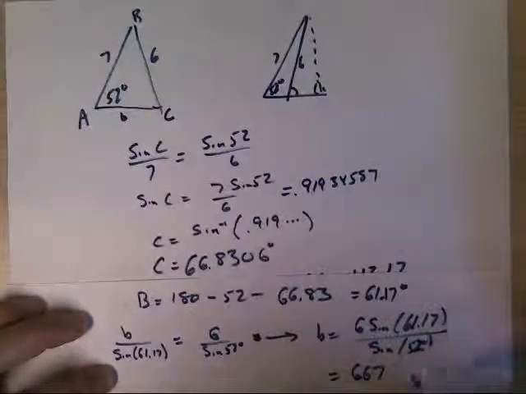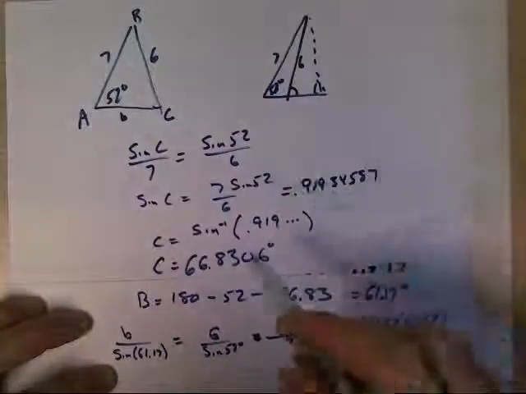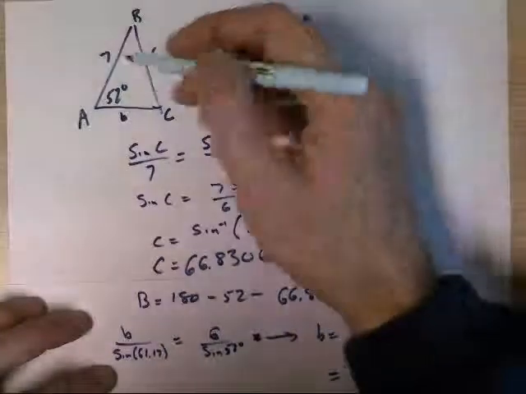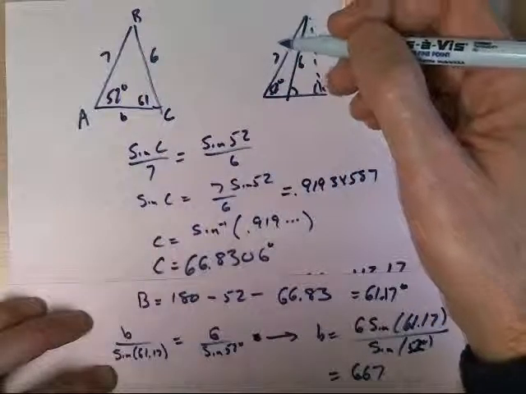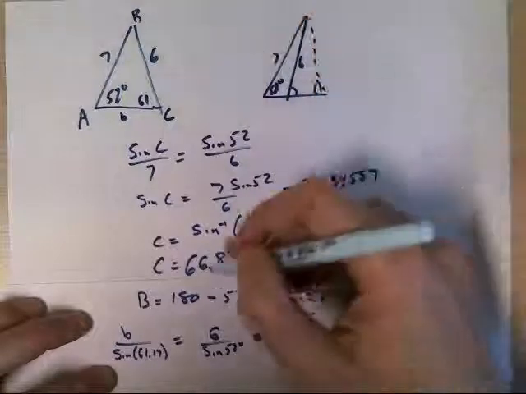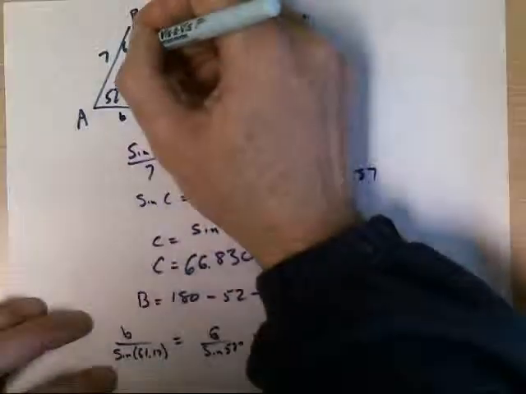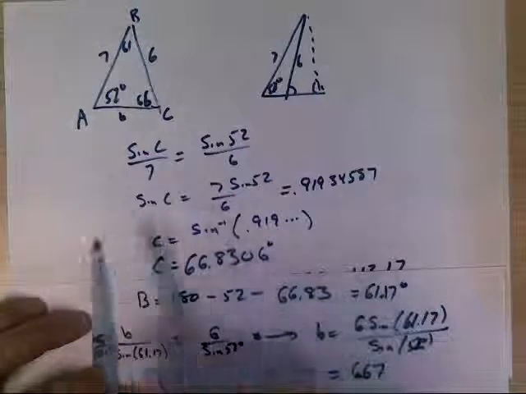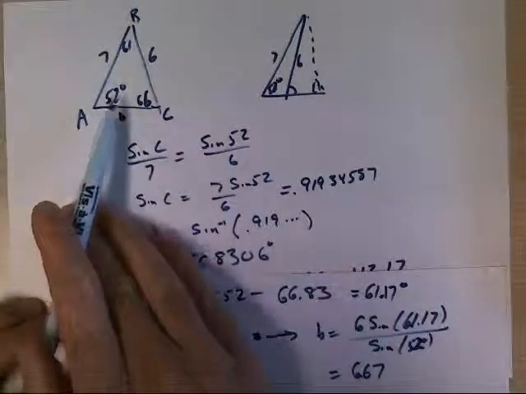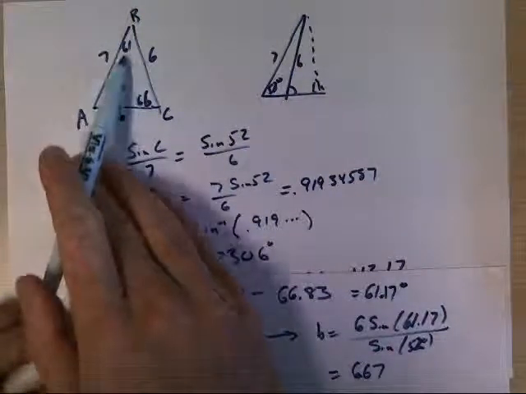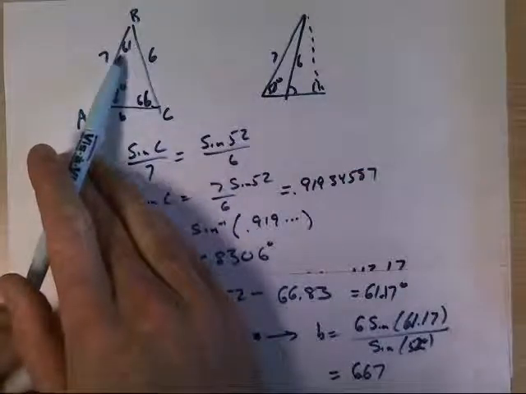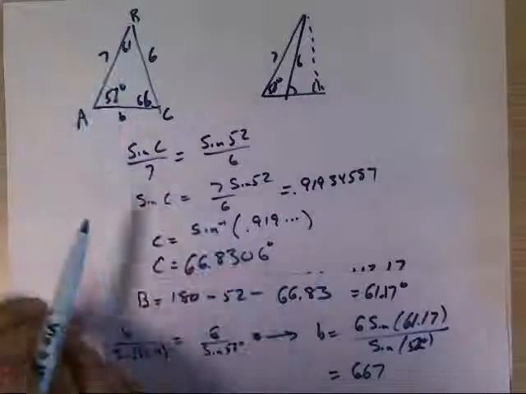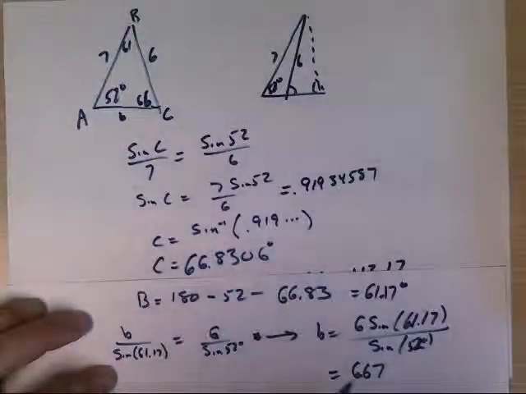Right. So I'm looking at this thinking, C is 66 degrees and B is 61 degrees. The smallest angle is 52, so 6 is the smallest side, and this one is the middle angle, 61, so that should be in between, and the 6.67 is indeed somewhere between the 6 and the 7, so that's good.